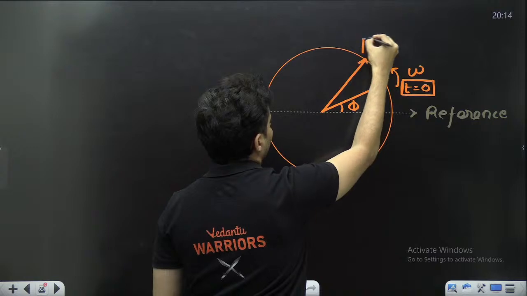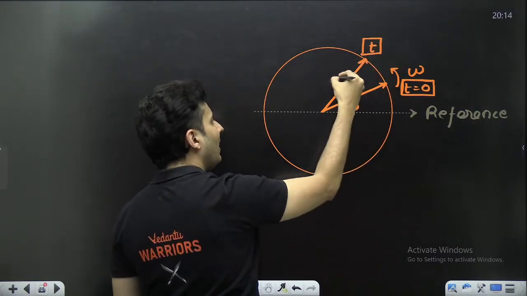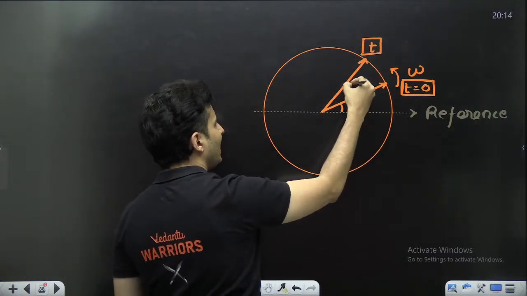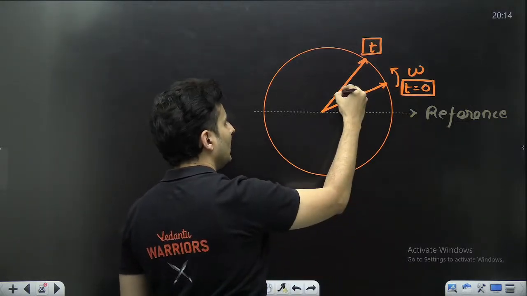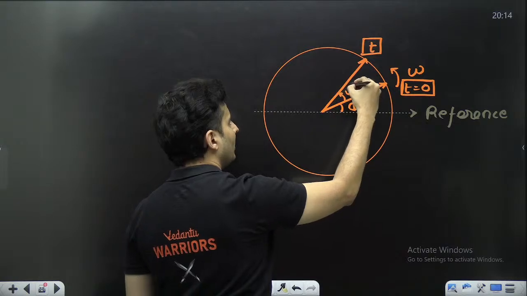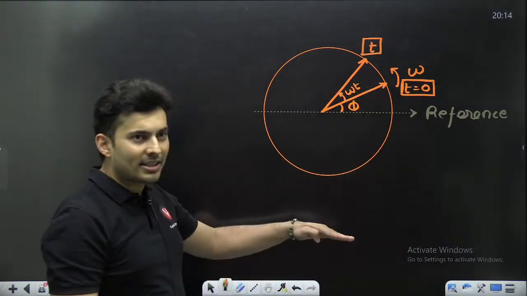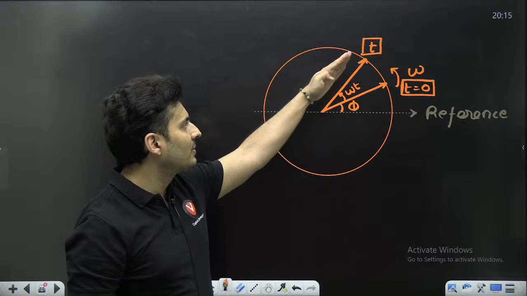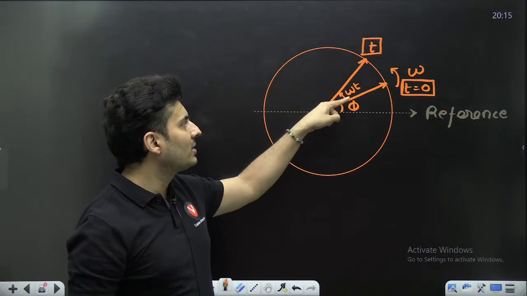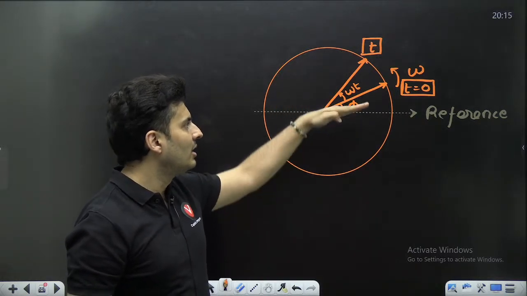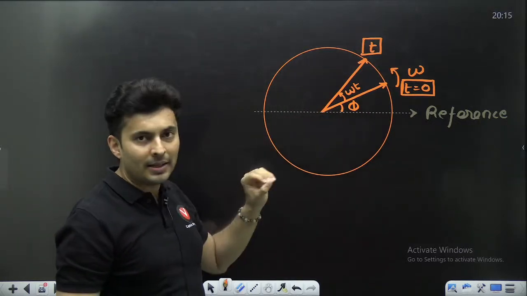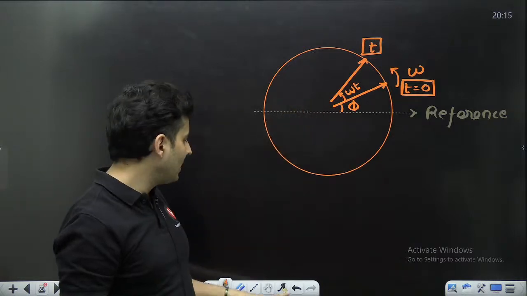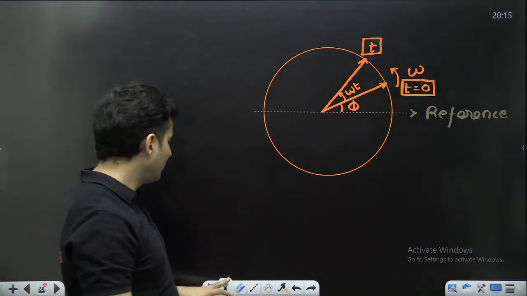After some time, t, it would have moved some angle. How much angle do you think it will move? It will be nothing but omega into t. Angular speed into time is the angle displaced. Radians per second into second is the radians displaced. So the total angle with the reference is phi plus omega t. Everybody with me? It is phi plus omega t.